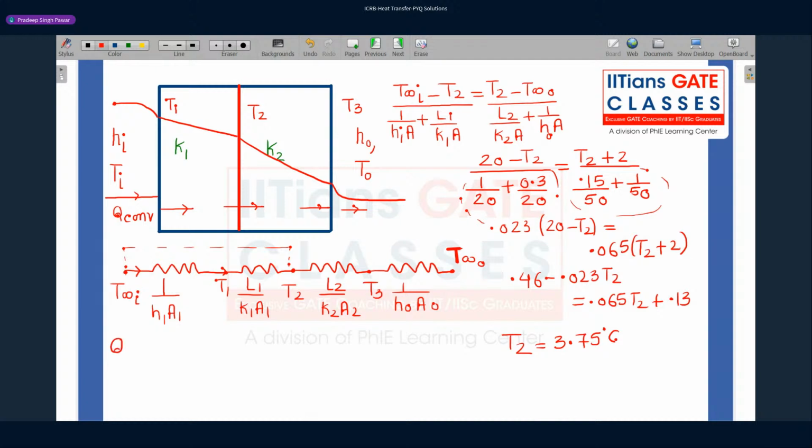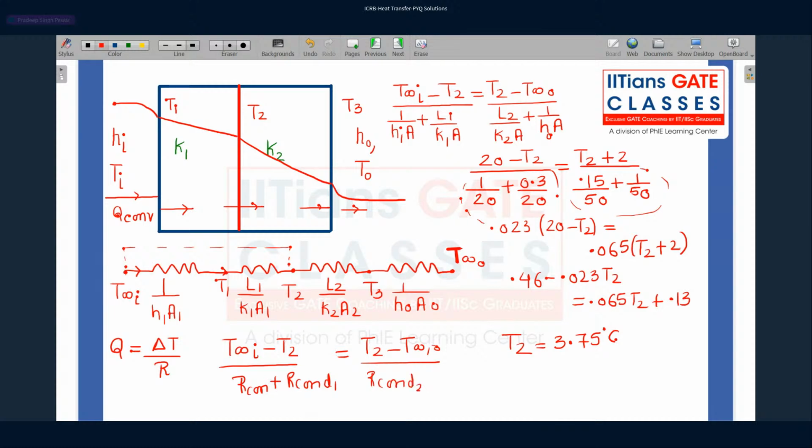And you can calculate Q, which is nothing but delta T by R. So in one case, I have done T infinity i minus T2 by R, which is nothing but R convection plus R conduction of the first solid. And then I have done T2 minus T infinity naught as R conduction, in the second solid, plus R convection. So I have equated these two to find out T2. Okay. Let's move to the next problem.